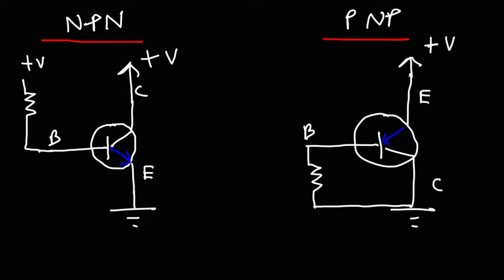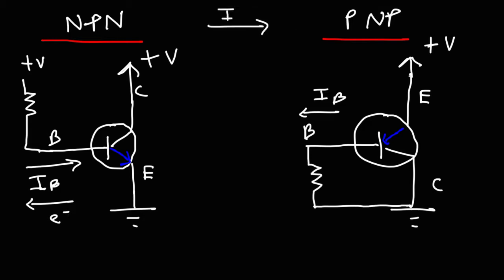Too much base current can destroy the transistor. It can allow a large collector current to flow through it, and that could cause it to overheat, damaging the component. Now let's talk about some other things that you need to know regarding these two transistors. Current flows into the base of an NPN transistor, whereas for a PNP transistor, it flows out from the base. Keep in mind, this is opposite to the direction of electron flow. Conventional current flows from a high potential to a low potential, but electrons flow from a low potential to a high potential. So just keep that in mind.